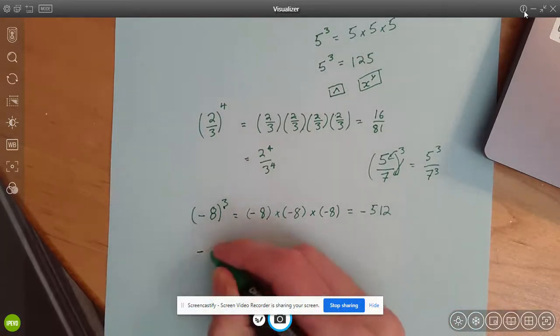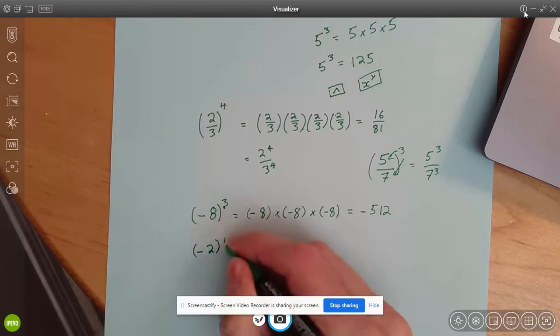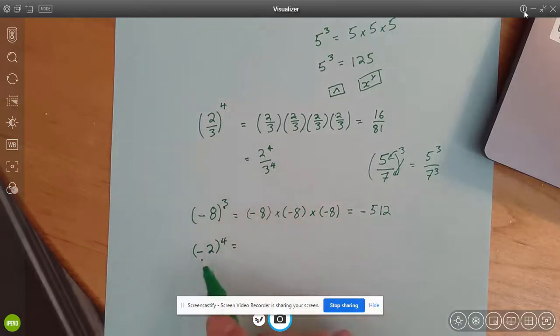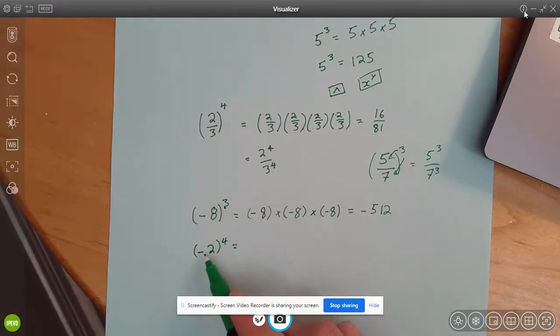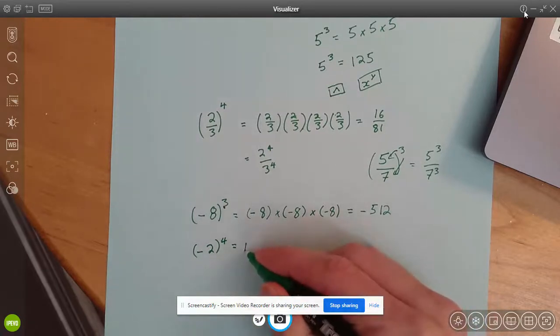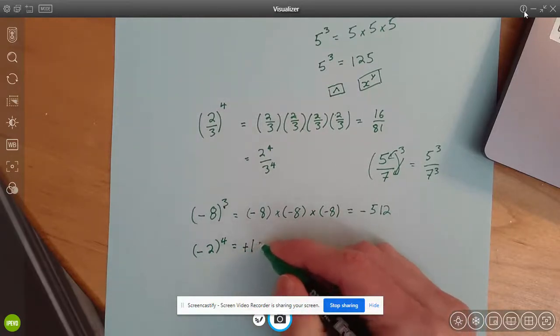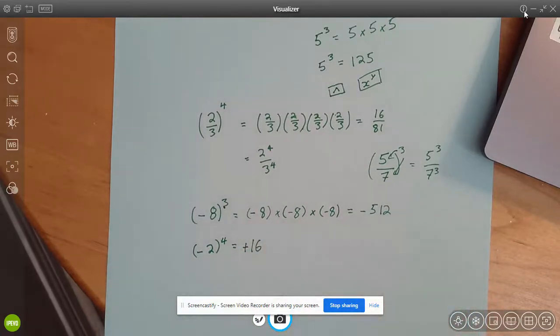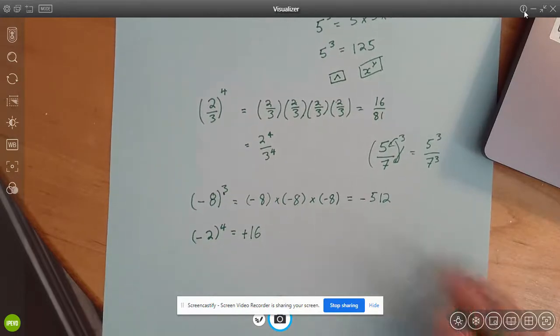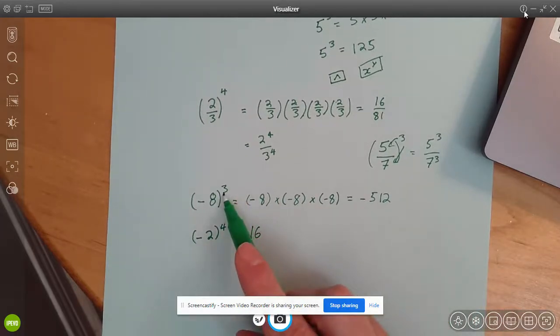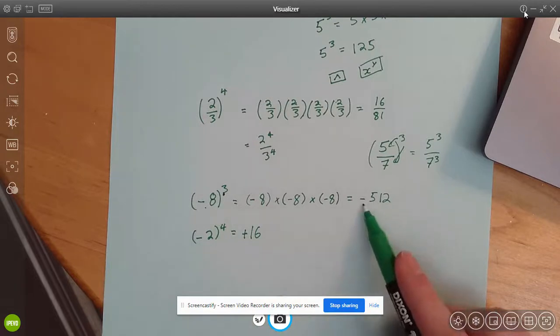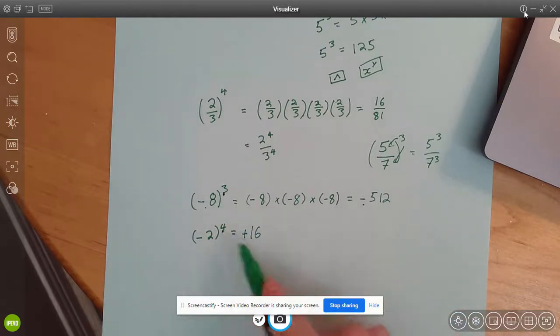If I have an exponent that is even, this means I'm multiplying 4 negative numbers together, so my answer is positive. And then 2 to the 4 is 16, 2 times 2 times 2 times 2. So be careful with that. An odd exponent of a negative base is going to give me a negative answer. But if it's even, an even number of negatives will still multiply out to a positive.